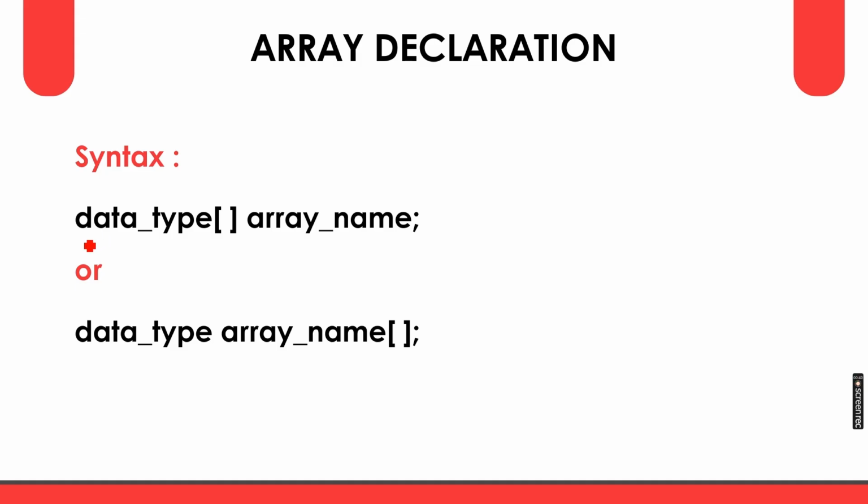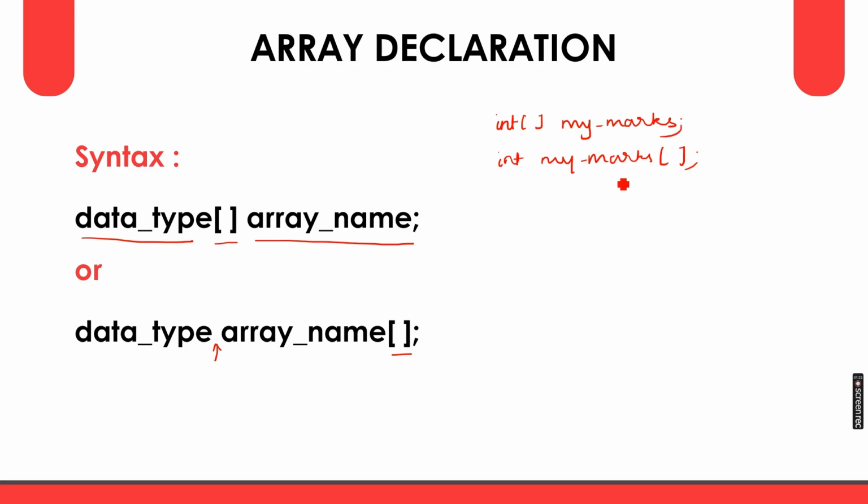First, you write the data type, put empty square brackets, and then the name of the array. In the second one, you can put the square brackets at the end instead of right after the data type. Okay, we'll see an example. I will take my marks array example. The data stored in that array was of type integer. So we'll write the data type int, put square brackets, and give the name of the array, myMarks. Same thing we can do like this also: myMarks, square brackets. This is very easy and I hope it's clear.